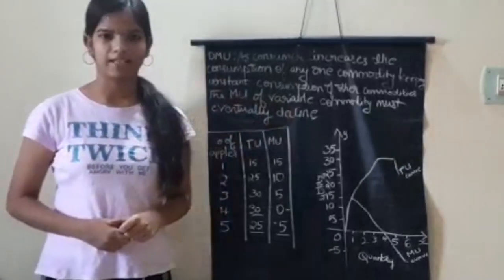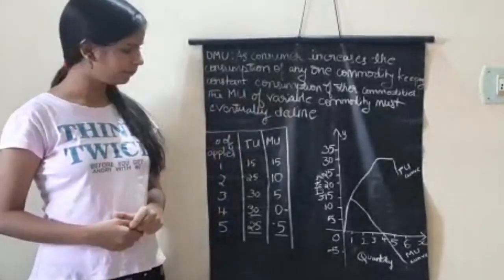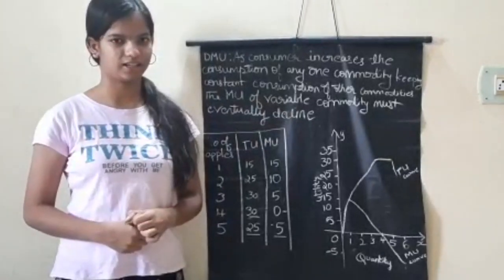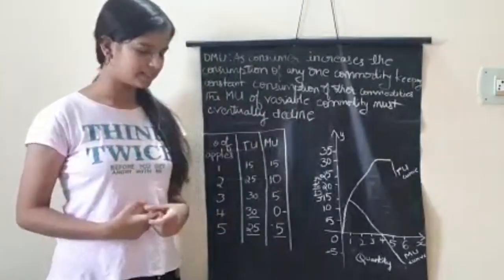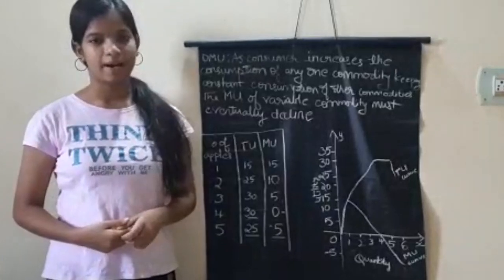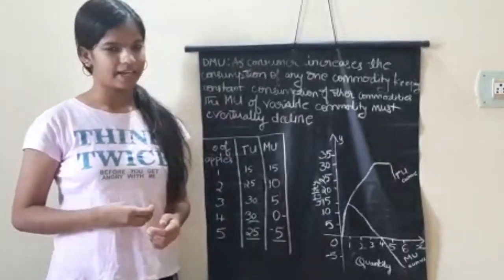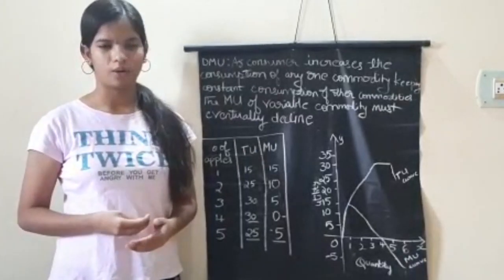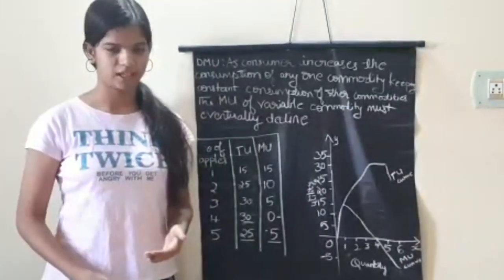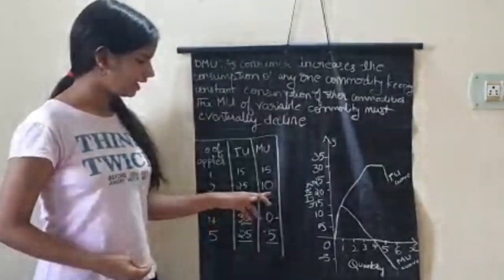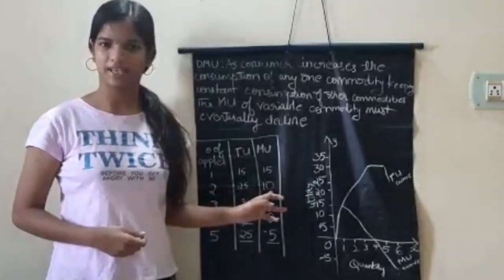So let's understand this law with the help of an example. Let's assume a college girl, Anu. She comes home and she is hungry. So she takes an apple and starts consuming it. The first apple will give her a great marginal utility of 15 units. Next, when she takes the second apple, obviously her hunger should have decreased, so she will derive lesser utility from the second apple. She will derive 10 units of marginal utility from the second apple.